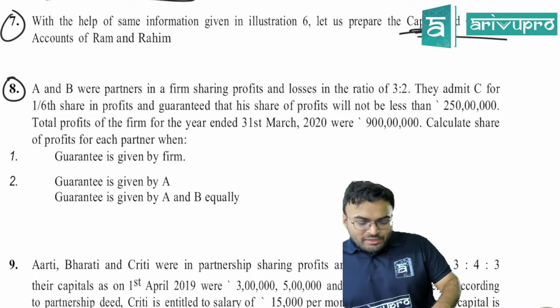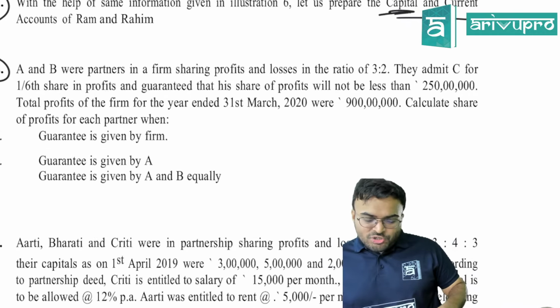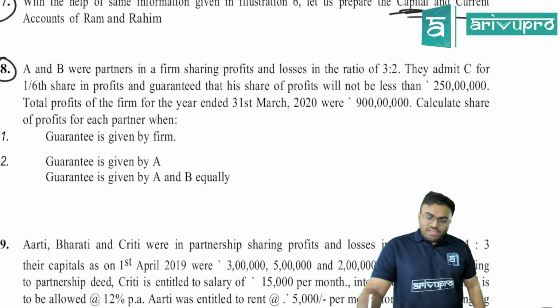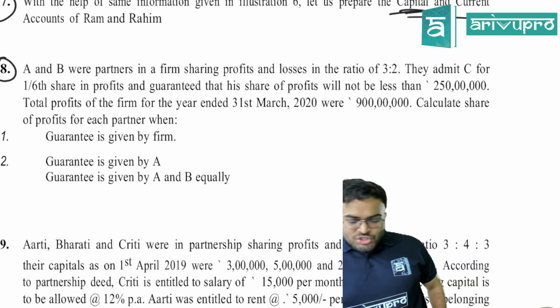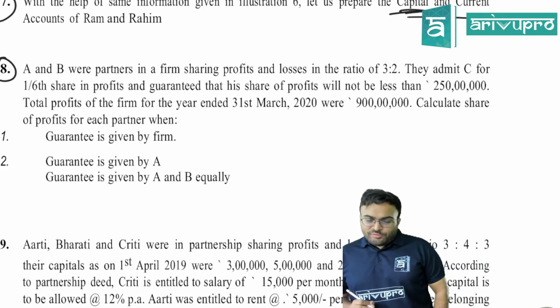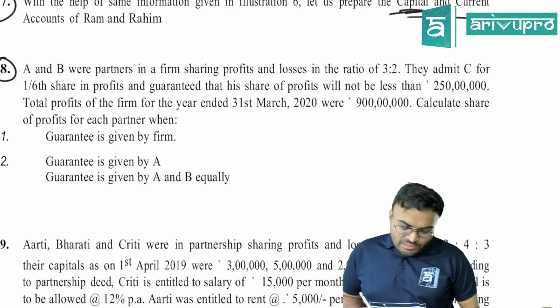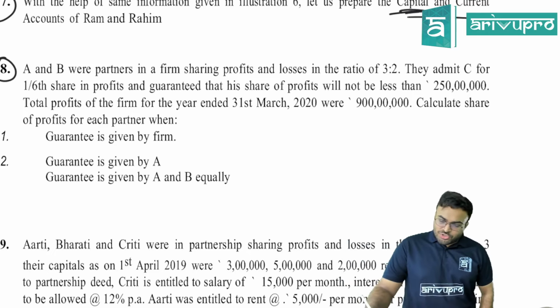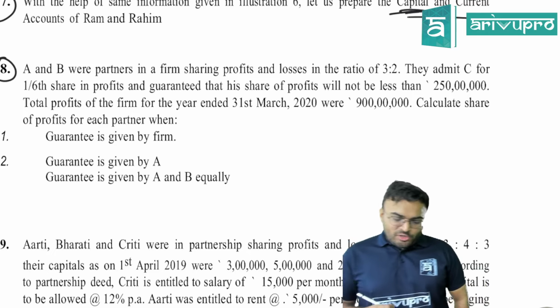A and B were partners in a firm sharing profits and losses in the ratio of 3:2. They admit C for 1/6 share in profits and guaranteed that his share of profit will not be less than 2 crore 50 lakhs. Total profits of the firm for the year ended 31st March 2020 were 9 crores. Calculate share of profit of each partner.